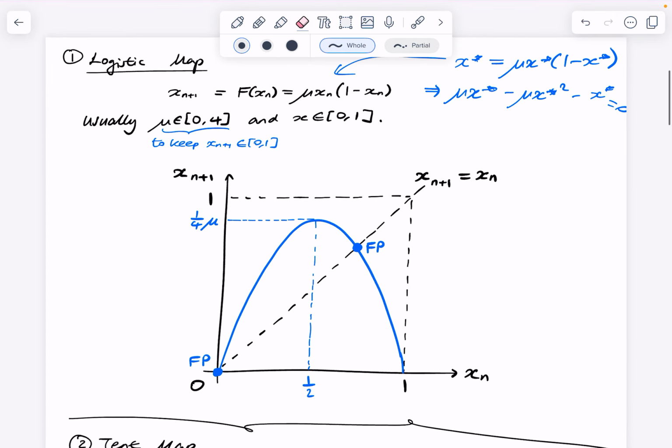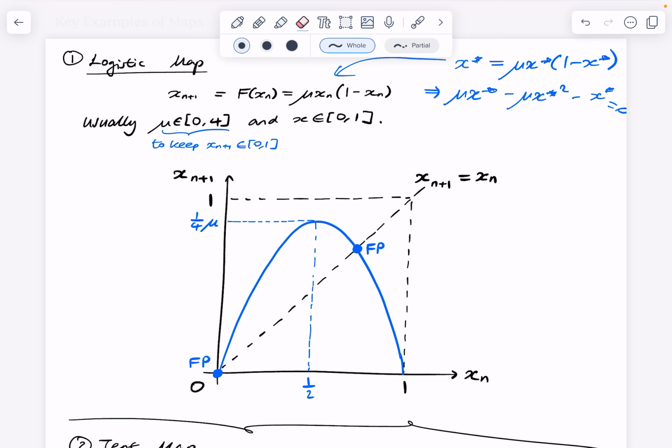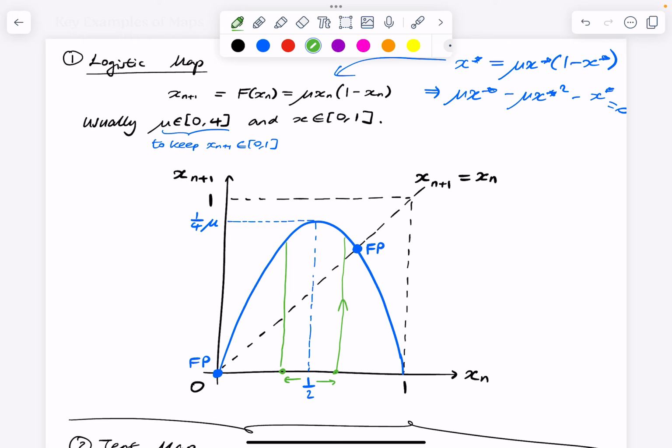I guess another feature to note is the symmetry in the line x_n equal to half. So we start with some point, say here, and another point here, where this distance is the same. Then it's going to map to the same x_{n+1}. I shouldn't have picked this because it looks like a fixed point, but it doesn't matter too much. The point is you go up to the curve of your map f, and then you go across to find the value it maps to. In this case, they'll both map to the same value.